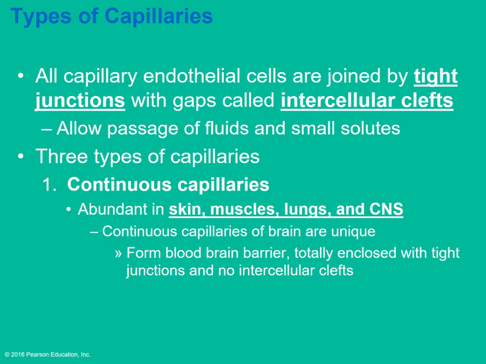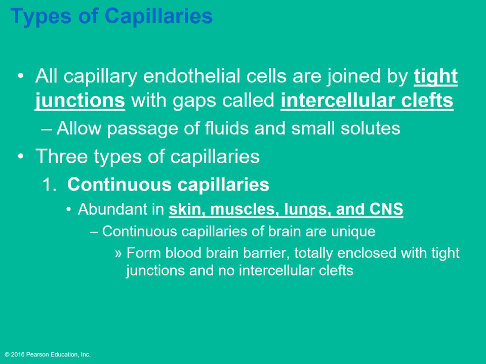So the capillary epithelial cells are joined by tight junctions, but they will have little gaps in them. That's what allows for the fluid, the cells to pass. There's 3 main types of capillaries. There's what we call continuous capillaries. These are very common in the skin, the muscles, lungs, central nervous system.